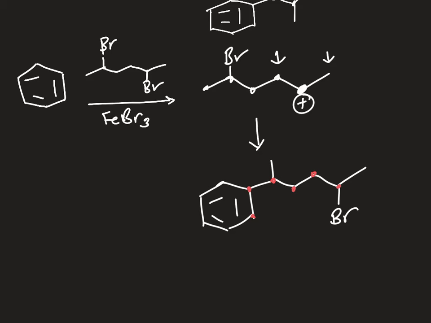So if you have 5 or more, that ring can form. Anything smaller is not likely to form because there's not enough bend in your structure. So I'm going to form a new carbocation. I'm going to get rid of this halogen. So there's where the carbocation is formed. So I'm now going to form a bond between that carbon and the next carbon down on the benzene ring.